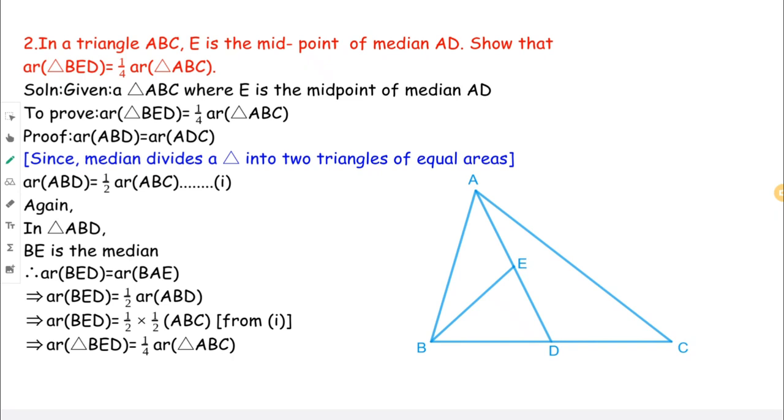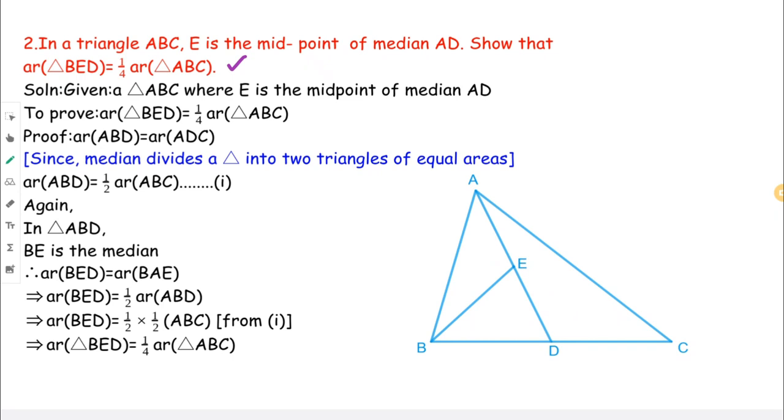Question 2. In a triangle ABC, it is given that E is the midpoint of the median AD. Remember once again, this is a median, which means this triangle should be equal to this triangle. We also have to prove that area of triangle BED is 1/4 times the area of the whole triangle ABC.